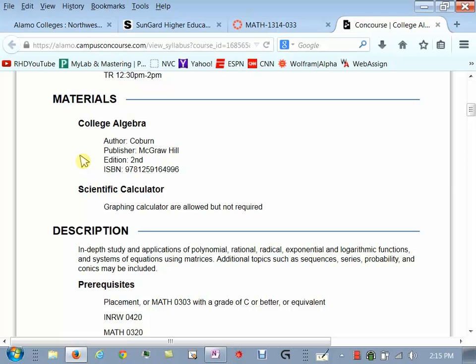Anything else? You also need a scientific calculator. A scientific calculator is pretty much any calculator that has a bunch of keys that you don't know what they do, right? That's scientific. If it has just plus, minus, divide, multiply, then that's probably too basic. If you have any questions, bring your calculator to me and I'll tell you if it's okay.